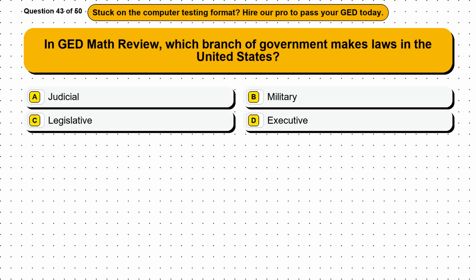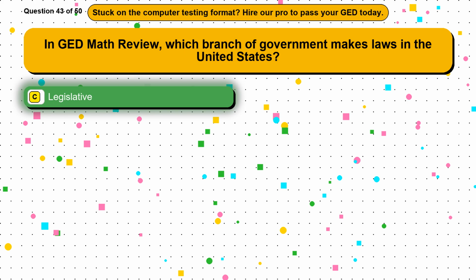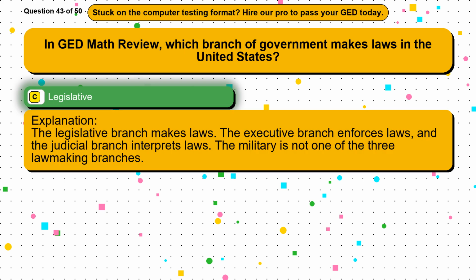Question 43. In GED Math review, which branch of government makes laws in the United States? Option A, judicial. Option B, military. Option C, legislative. Option D, executive. The correct answer is option C. Legislative. The legislative branch makes laws. The executive branch enforces laws, and the judicial branch interprets laws. The military is not one of the three lawmaking branches.